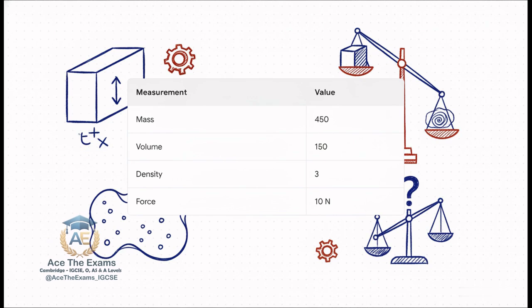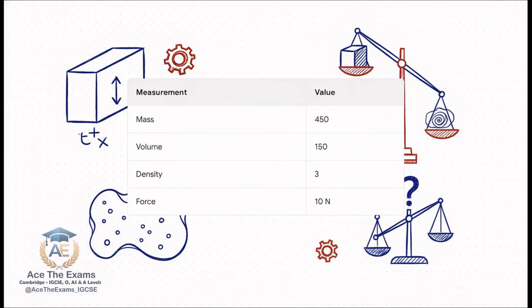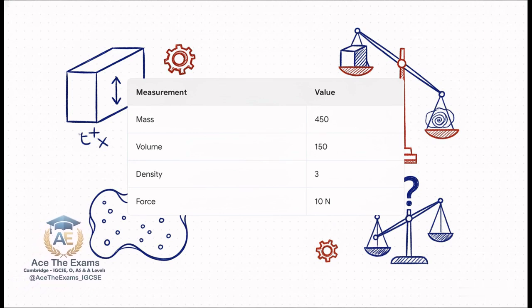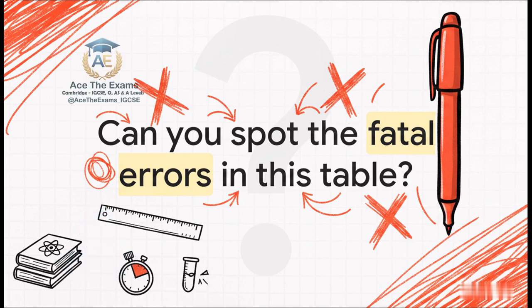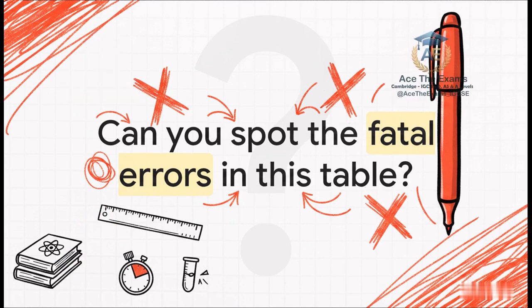I'm going to challenge you directly with a typical Cambridge-style practical investigation scenario. Check out this typical data set. We've got a mass of block at 450, volume of block at 150, calculated density at 3, and a resultant force at 10 Newton. I want you to just pause for a second and ask yourself, what would the examiner's red pen instantly cross out here? If you submitted this exact table in your Paper 6 practical, where are the critical failures?